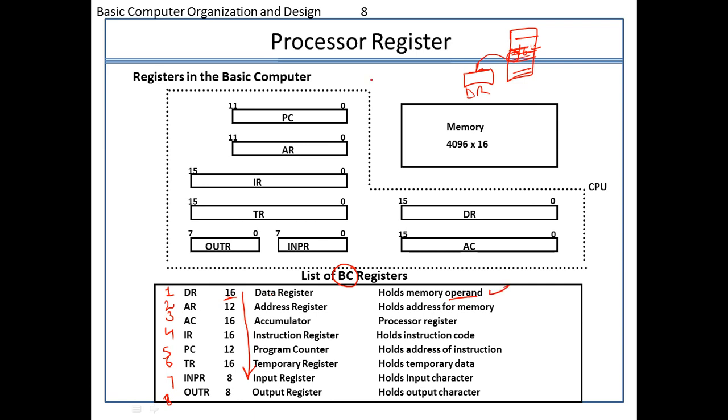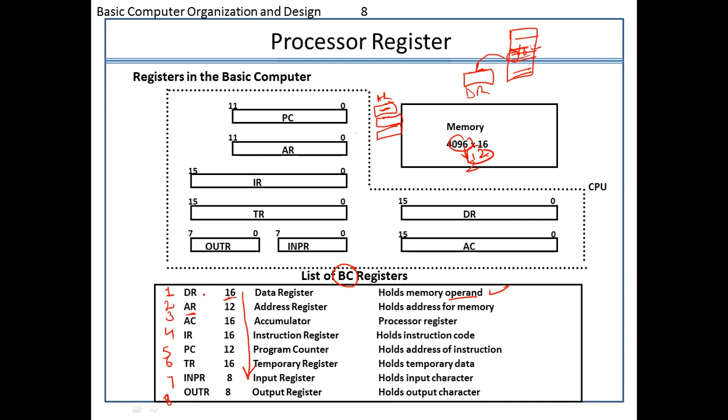Next is the address register. The address register will hold the address of the instruction, for the memory. It is holding the address for memory. Its size is 12 bits. The reason being, address space is equivalent to 2 raised to power 12. Only 12 bits are required to determine this size of the address.